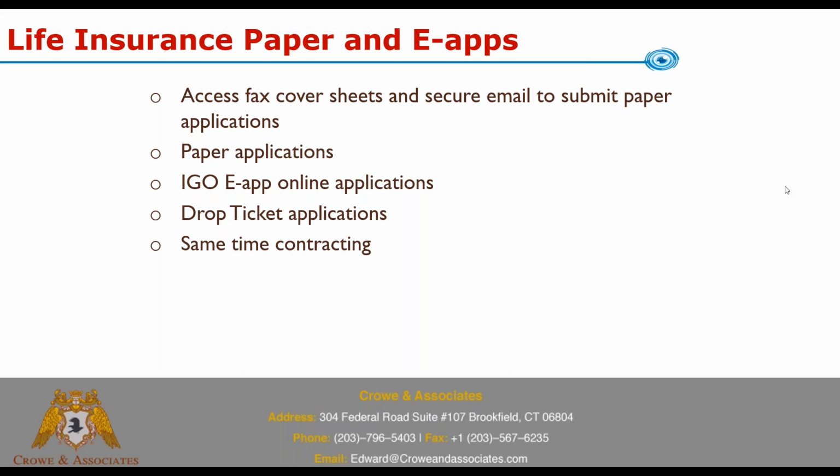It's a lot of information, so I'm going to show you how to get there and how to use it. Talk about IGO E applications and how to access them. Differentiate between IGO and drop tickets. They're two different things, so we'll talk about those. And also just a brief talk about same-time contracting, and I think you'll see my outline here is out of order because I think we hit the same-time contracting pretty quickly. I think that's one of the first things, in fact.